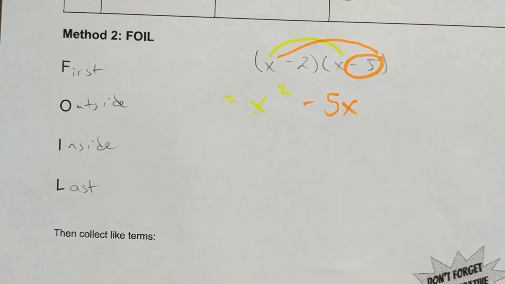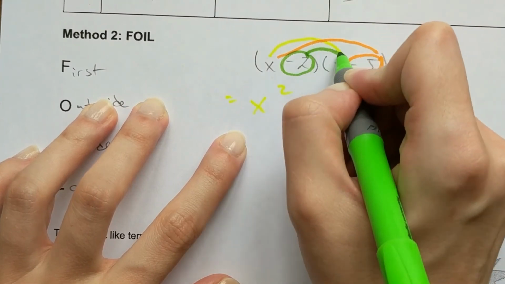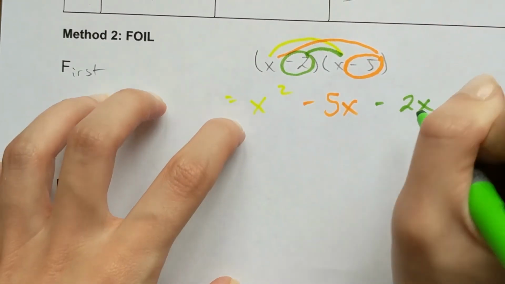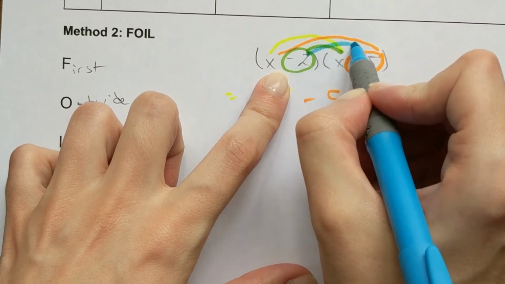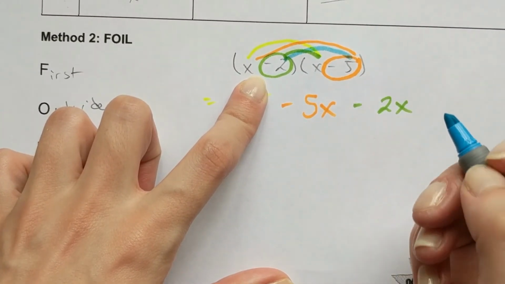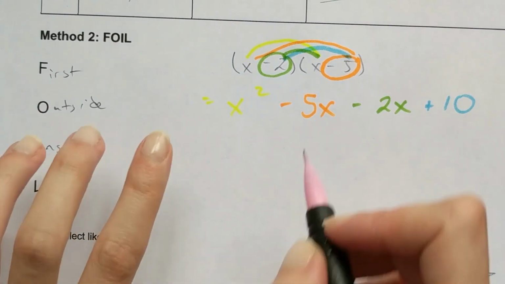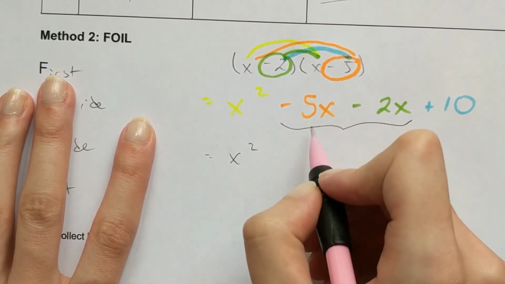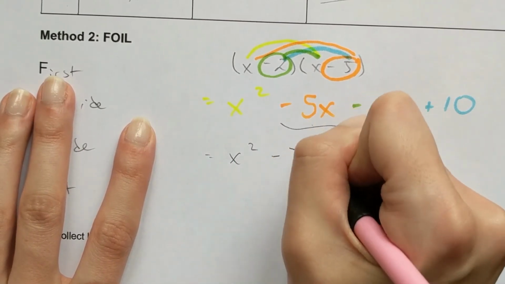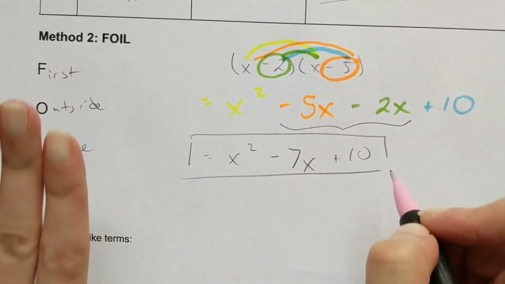Then I need to do my inside terms. Negative 2 times x is negative 2x. And finally, I do my last terms. Negative 2 times negative 5 is positive 10. We're going to combine our like terms here. X squared and then negative 5x, negative 2x is negative 7x, and then plus 10. And there you have it.